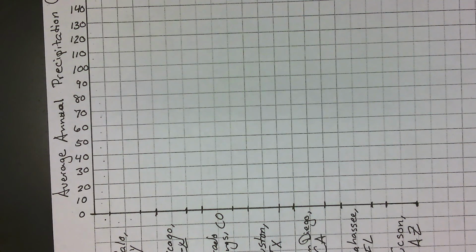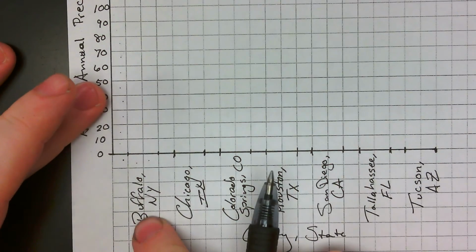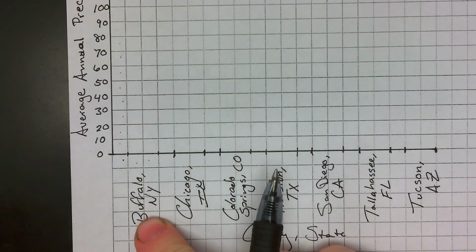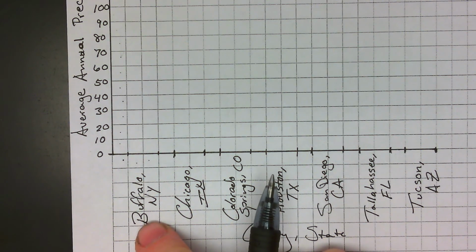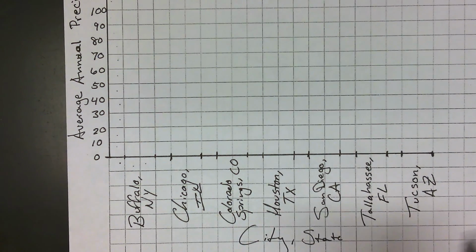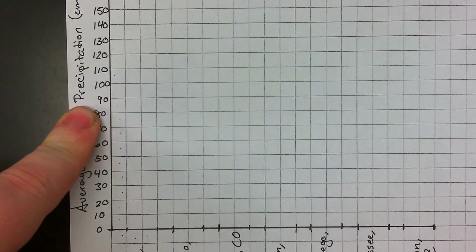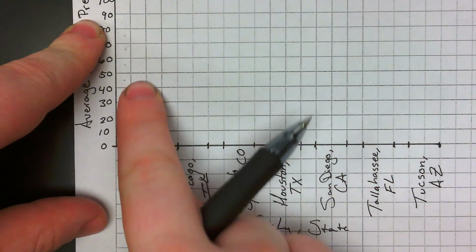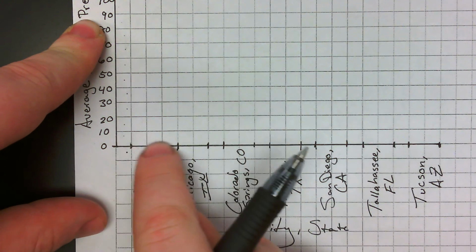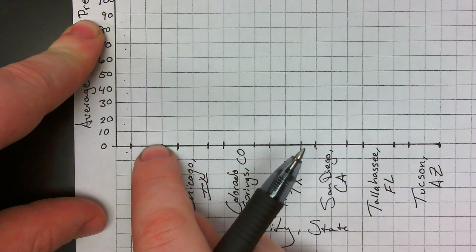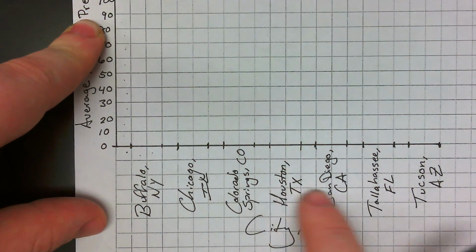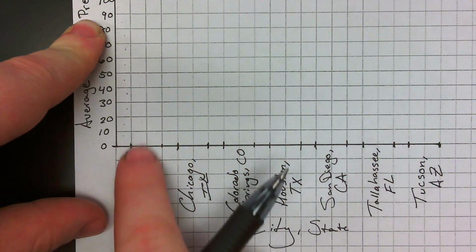Okay, so let's start with Buffalo, New York. Looking at our data table, Buffalo, New York had an annual precipitation of 98.0 centimeters. So what I'm going to do is come up here to 90, and I'm also going to make sure that I'm in line with my Buffalo, because remember, we're going to use both of these squares here for Buffalo, and everyone else will get 2 squares as well. But I'm going to start here.